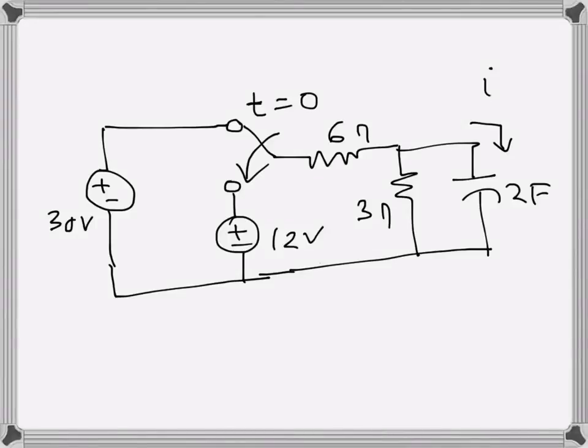For this circuit, it is said that at t equal to 0, the switch moves from this position to this position. So we need to find the expression of current i through the capacitor here, which is of 2 farad. So we have to first find what is the voltage stored in the capacitor before t equals 0, when the switch is changed to this position.